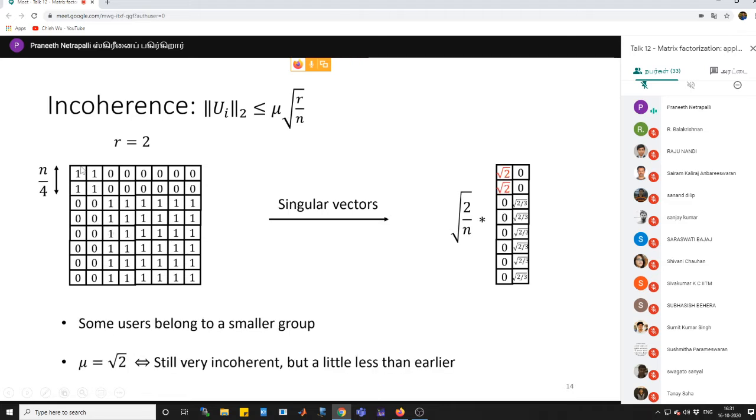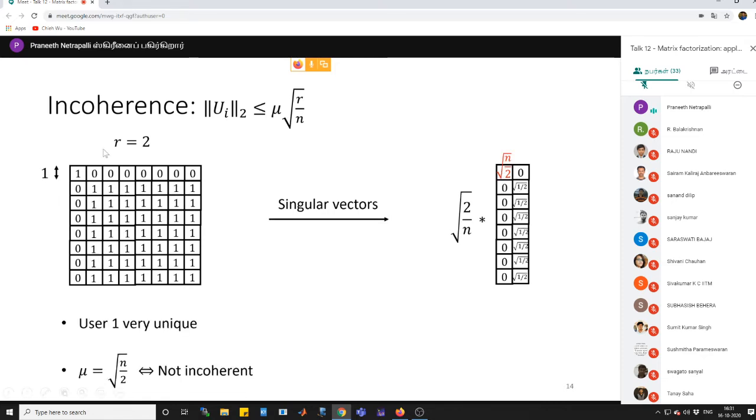On the other hand, if you have a group of users who are only N over 4 in size, right? In this case, you can again write down the singular vectors, and they turn out to be square root of R over N times square root 2 for these first two users, right? So in this case, the incoherence parameter mu is square root 2. This is still a constant, but a little less than earlier, where we had the incoherence parameter equal to 1.